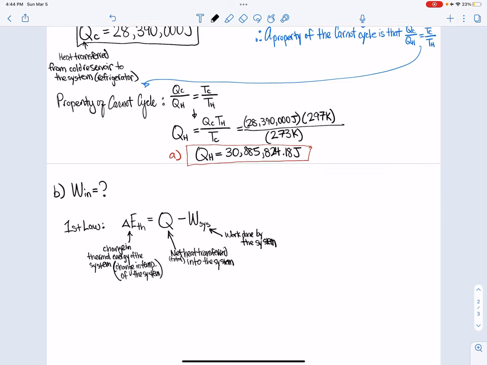So right away, what could I cancel out? There's no change in temperature in the system, right? The refrigerator doesn't change temperatures. So if there's no change in temperature of the system, I could say this cancels out to 0 because the refrigerator stays the same temperature. Therefore, work done by the system is equal to the total heat transferred into the system, right?